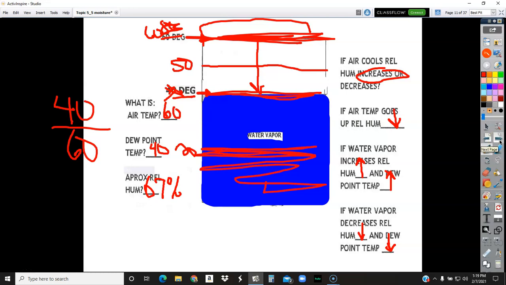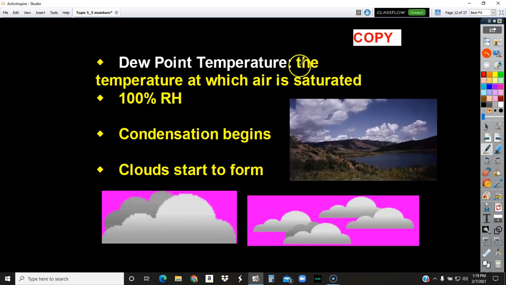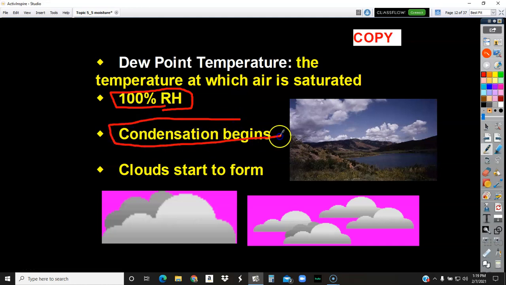Hopefully all that makes sense. So dew point is when the air is totally saturated. You've reached 100% relative humidity. The air is totally full. At that point, that's when clouds start to form by the process of condensation. And again, remember C for cloud, C for condensation.